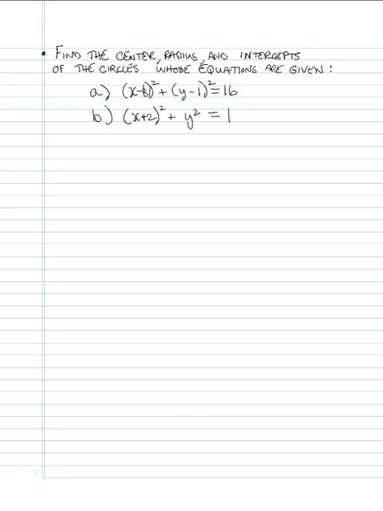You can see here we're asked to find the center, the radius, and the intercepts of the circles whose equations are given by the following equations. And the first one, of course, is x minus 3 the quantity squared plus y minus 1 the quantity squared is equal to 16. So let's just rewrite that equation right here. Okay, now to come up with the center and the radius, we're comparing it to the general form. Okay, so the general form here.